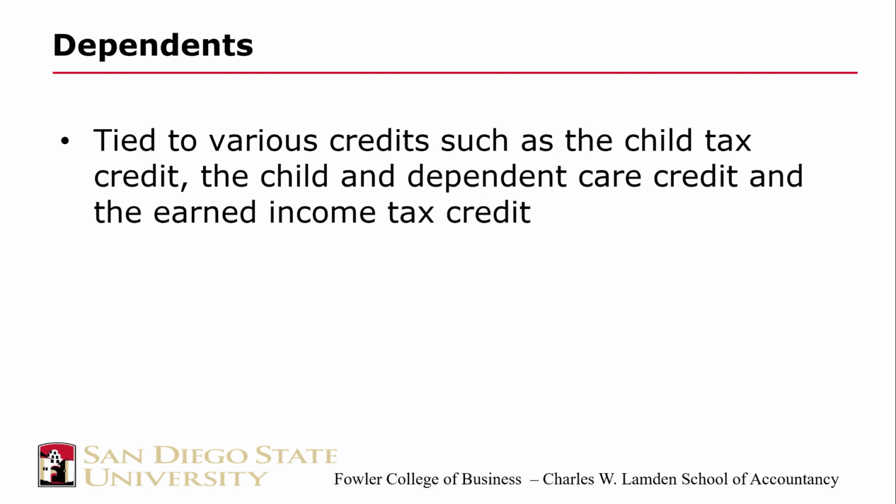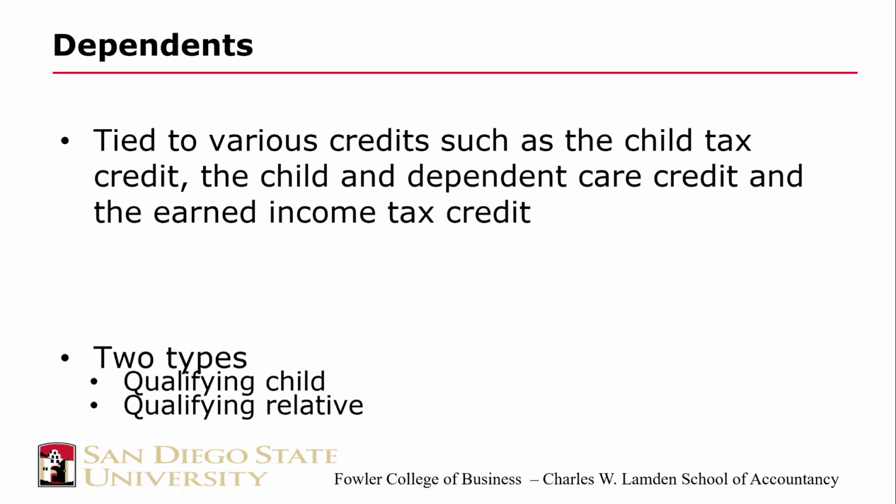So various credits, such as the child tax credit, the child and dependent care credit, and the earned income tax credit, are all tied to the number of dependents you have, or whether you have dependents at all. You can see that the tax code has these items in a way to make taxes lower for people who have dependents.